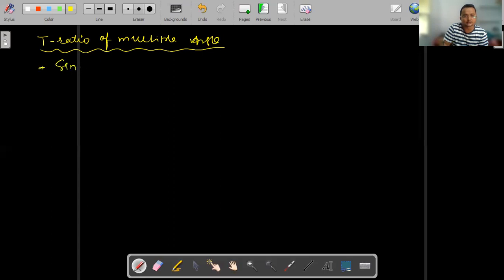Sine 3a. As you know the formula, sine 3a is 3 sine a minus 4 sine cube a. Sine 3a equals 3 sine a minus 4 sine cube a. Okay. Now we will see its proof.